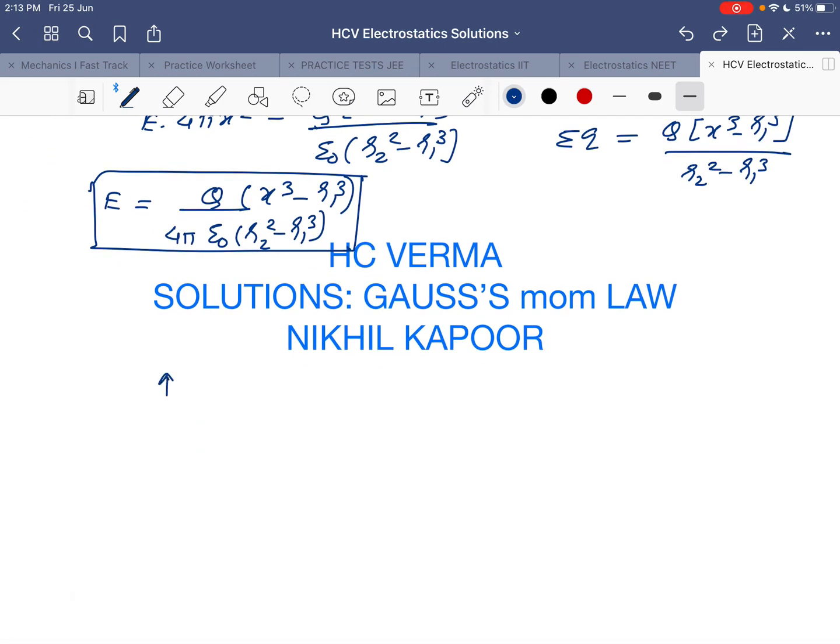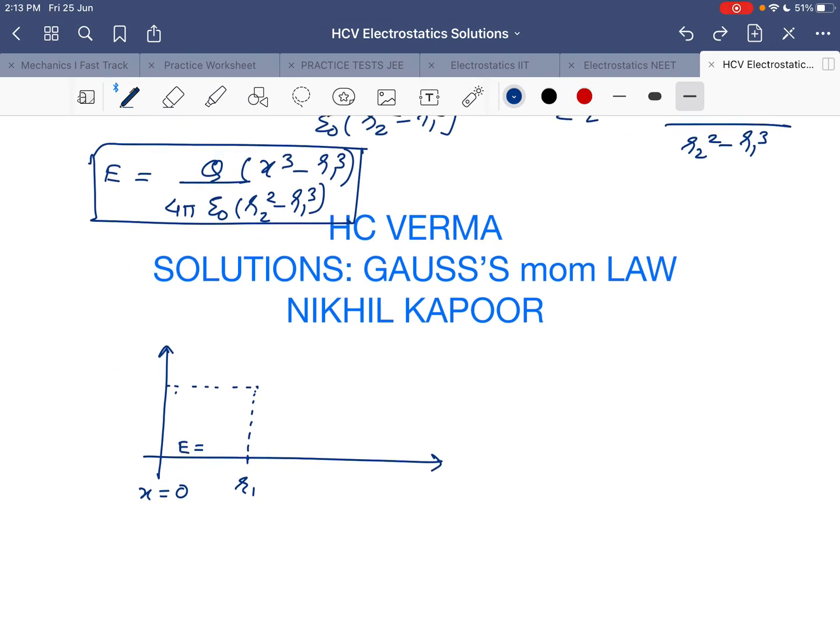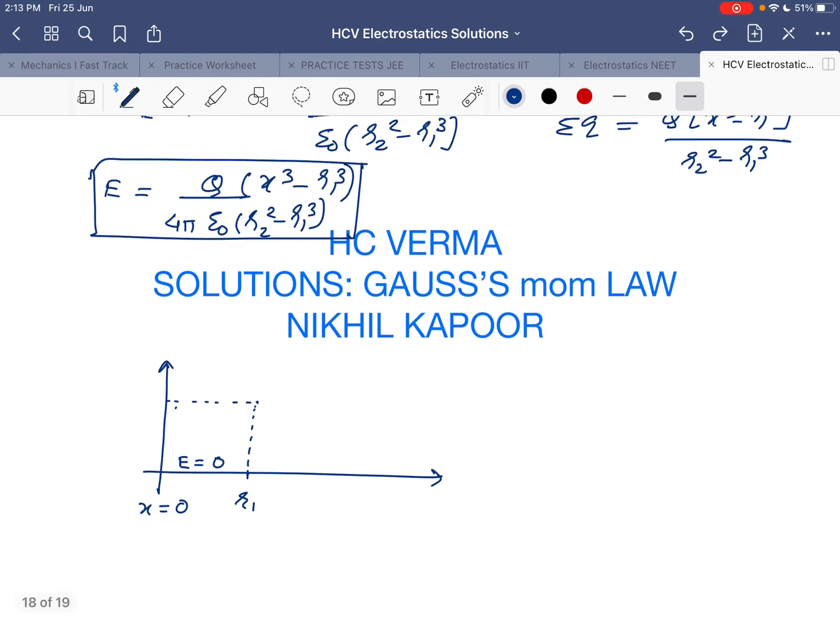Okay, now if we plot a graph from x equal to 0 to x equal to r1, just inside the sphere it is 0, and just on the surface of the sphere it will have some certain value. So in between this the electric field is 0. Now from r1 the value of field increases because x is having some value, x cube minus r1 cube. This formula is applicable, while electric field inside the hollow sphere would be 0.